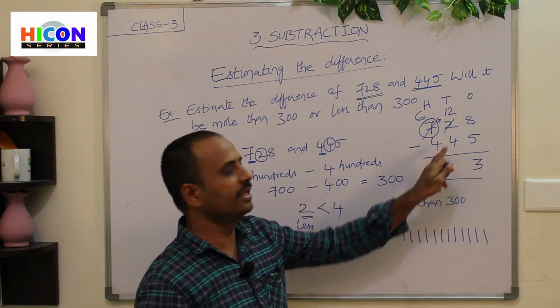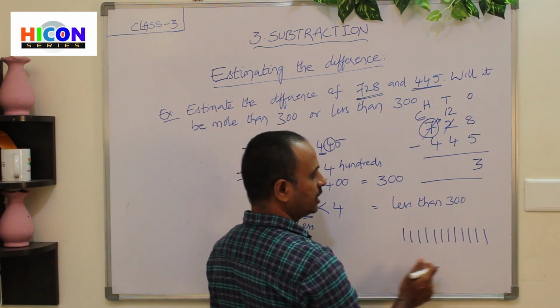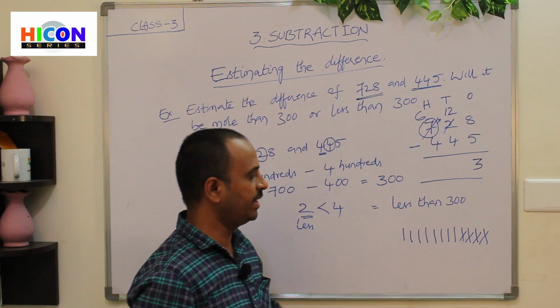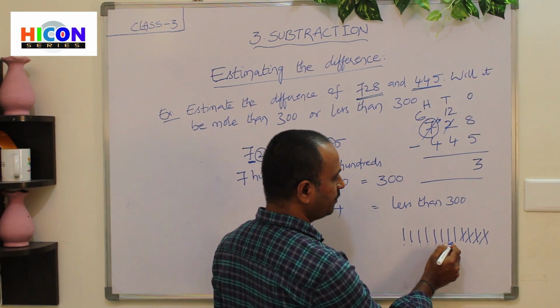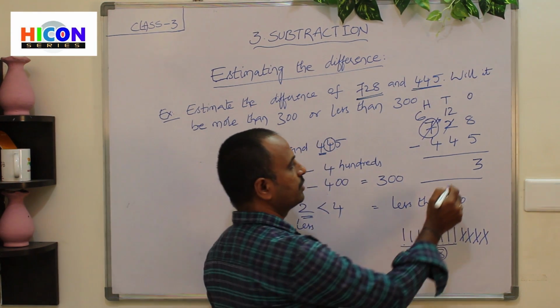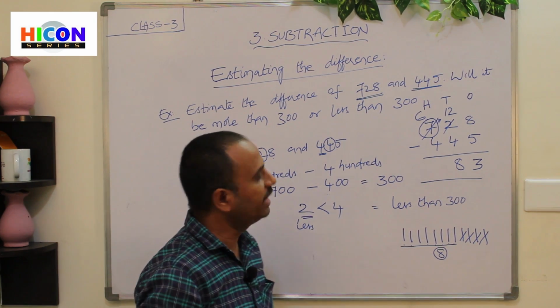What is the second number here? 4. So strike off 4 lines among these 12 lines. 1, 2, 3, 4. And count the remaining lines. 1, 2, 3, 4, 5, 6, 7, 8. So children, there are 8 lines remaining. So write 8 under tens place. Now go to hundreds place.